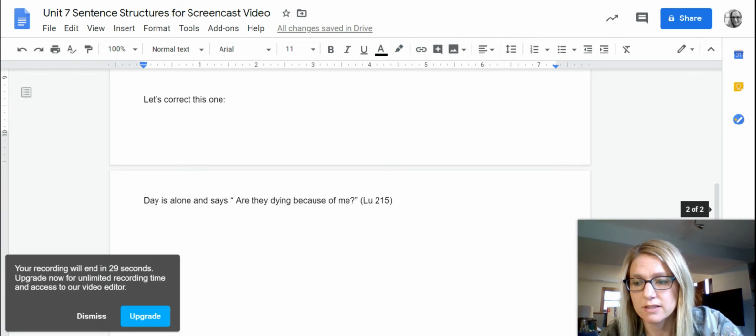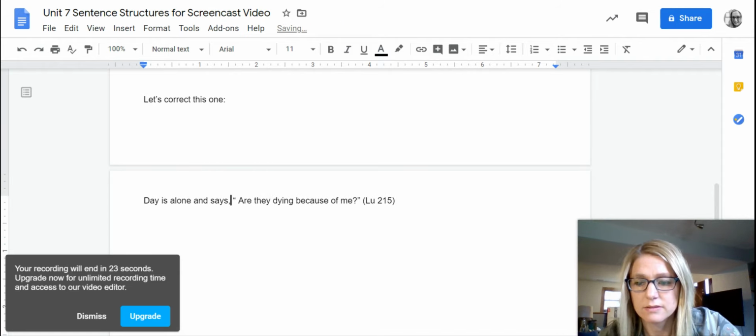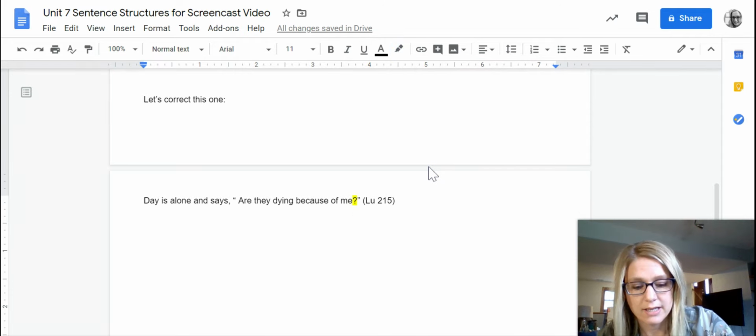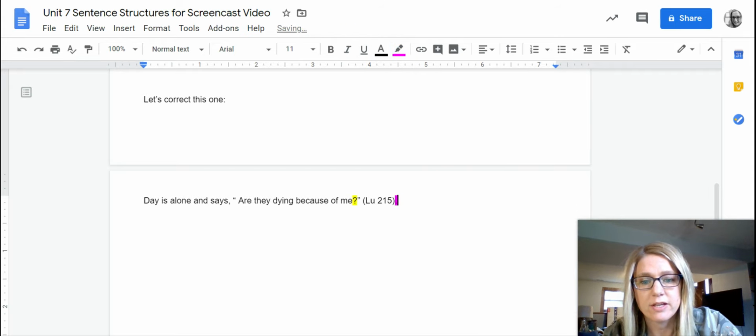So let's correct this one. Day is alone and says, we need a comma here. "Are they dying because of me?" This ended in a question mark, so I absolutely need to include it. But I still need the period at the end of the parenthetical citation. Have to have that there even if this is a question mark or exclamation mark. All right, good luck.